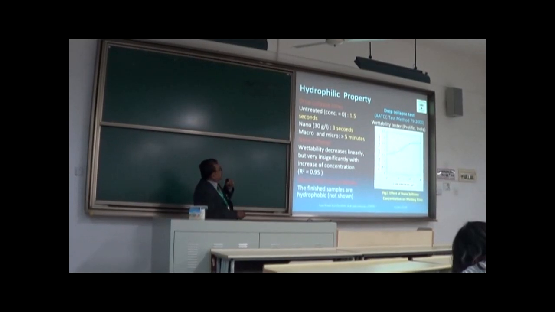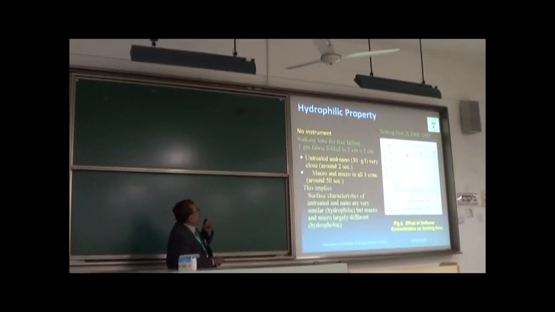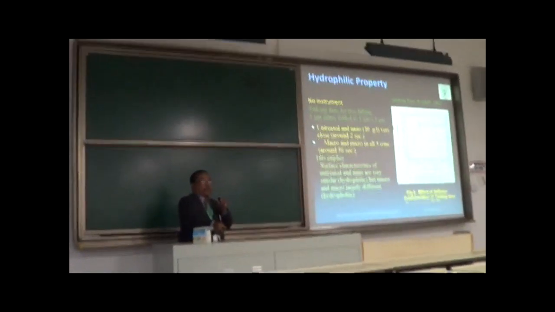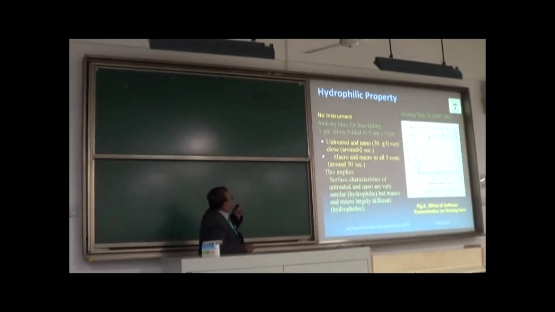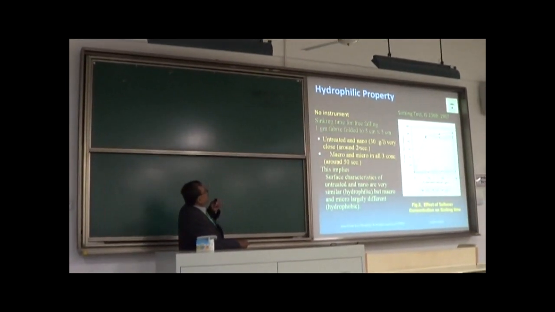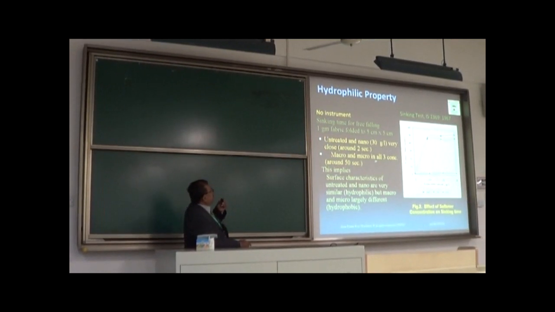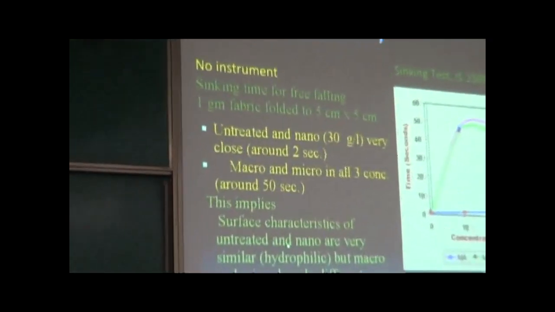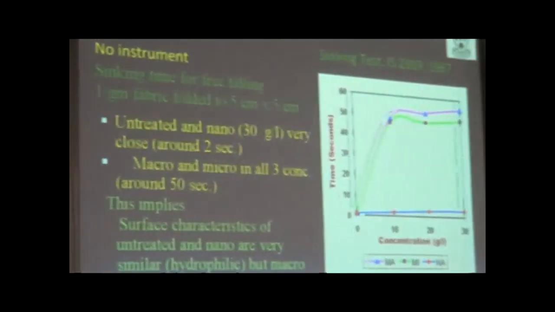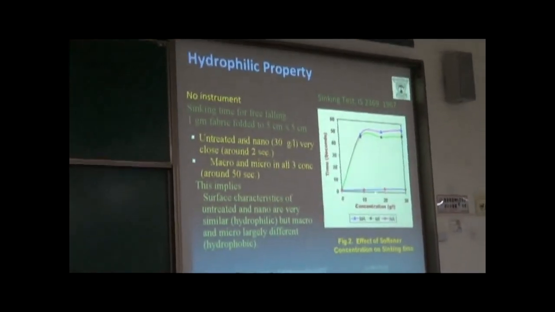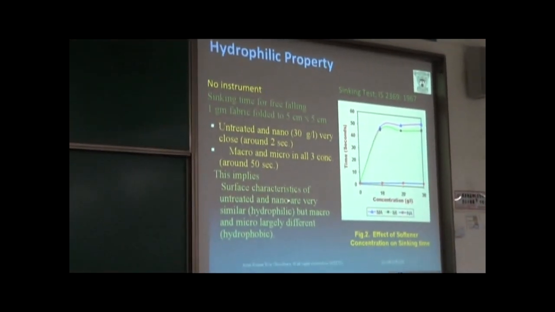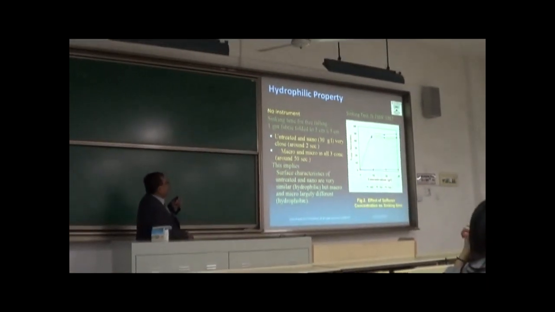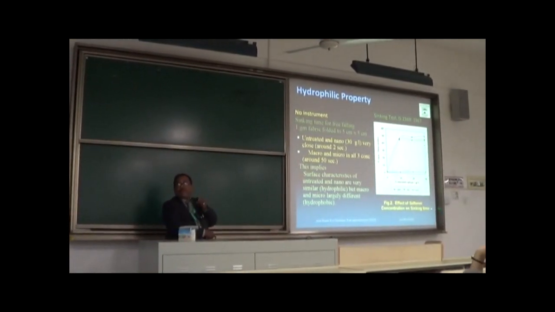Here, in the sinking test, a 1 gram fabric folded to 5.5 cm was dropped on the water surface and the time taken was noted. In this case, both untreated and nano took only 2 seconds, but micro and macro took around 50 seconds. These curves are plotted here. So it can be concluded that nano and untreated have very similar surface characteristics as far as hydrophilicity is concerned, but macro and micro are largely different. They become quite hydrophobic after finishing.